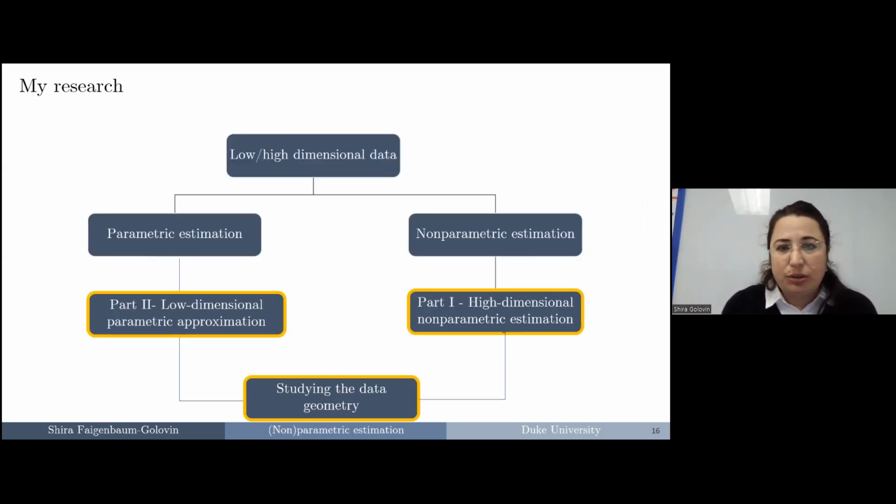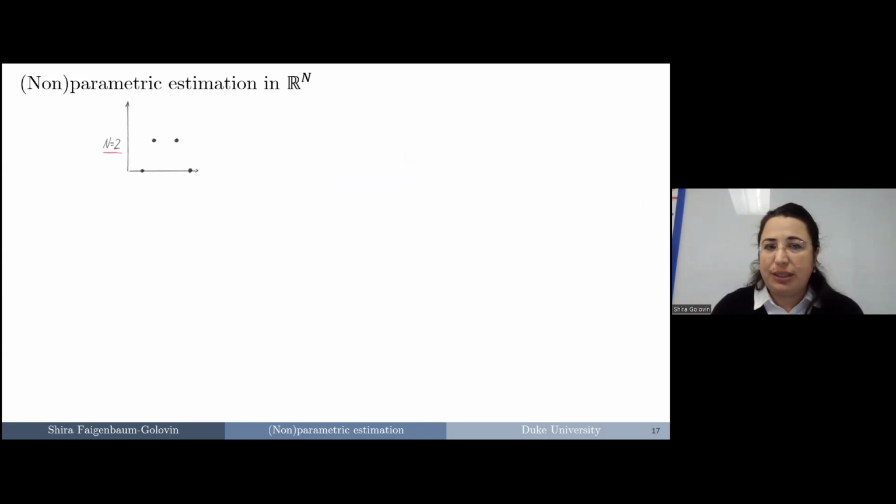And today we'll focus on 2 parts. One is the manifold reconstruction and denoising. And the second part is on finding an approximation to those non-symmetric refinable functions. Okay, so let's dive into the details.